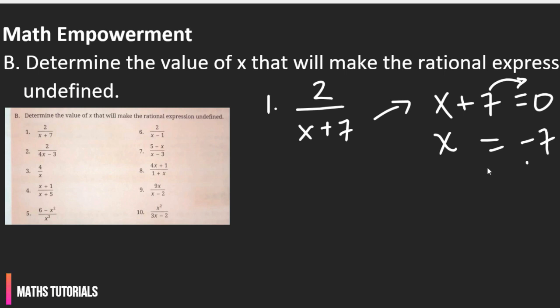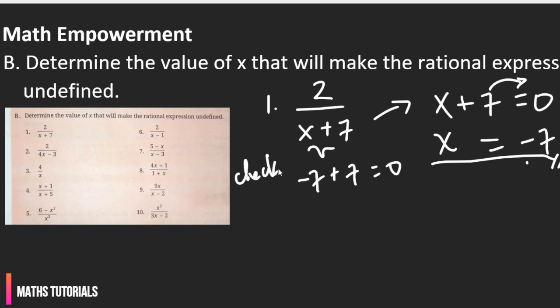Alright, so we have now x is equal to negative 7 because when you transpose a positive number to the right side of the equation, it will be negative. And if you have a negative number transposed to the right side or left side of the equation, then the sign will be reversed. So it will become its opposite sign. Alright. So negative 7 will make this denominator 0. So negative 7 plus 7 is equal to 0. So that's how you are going to check whether your answer is correct.